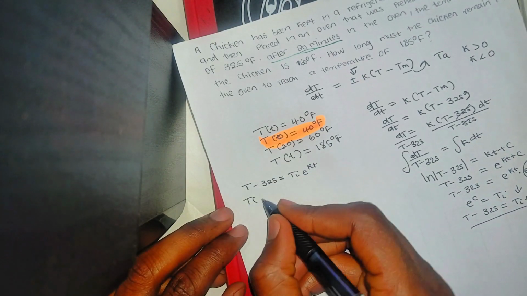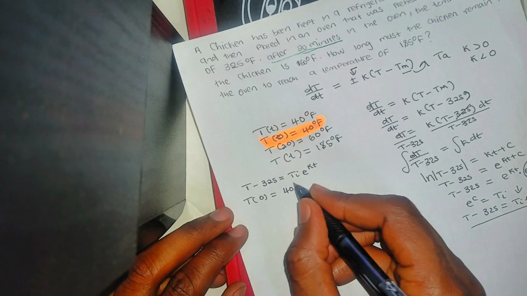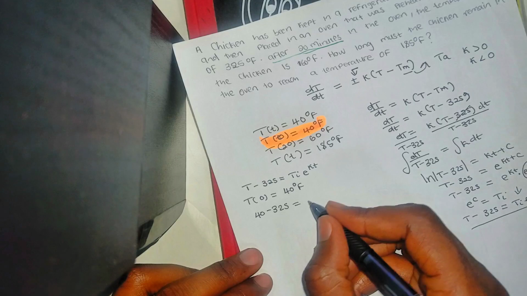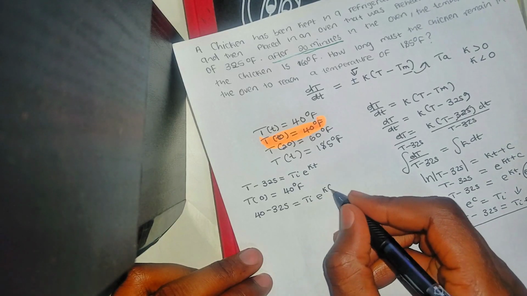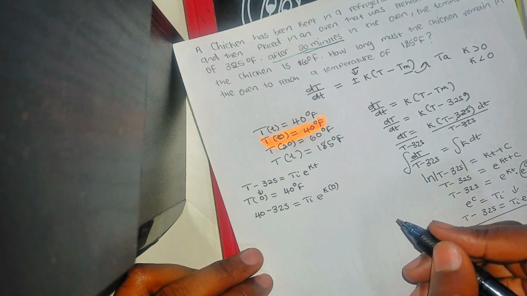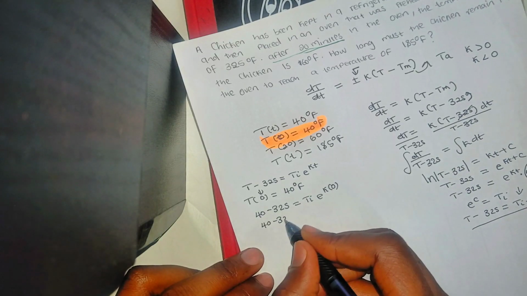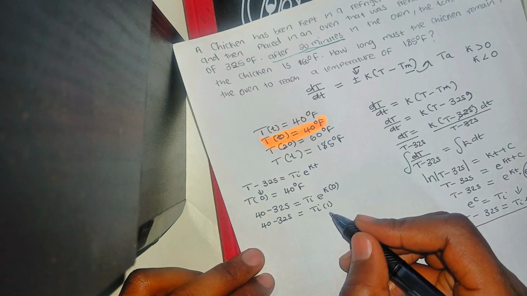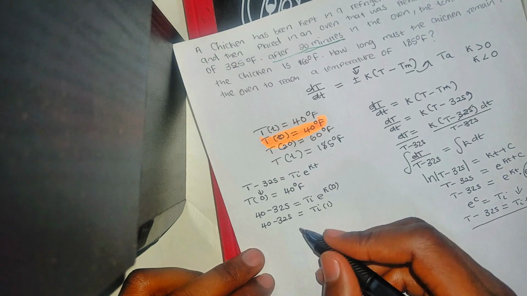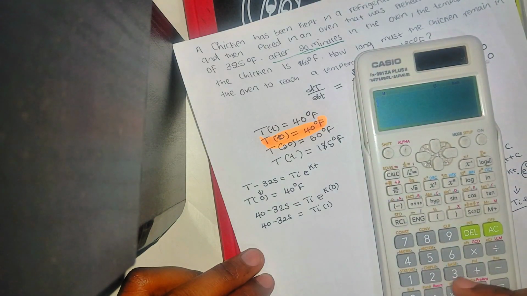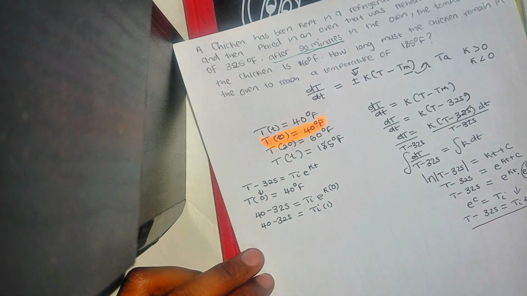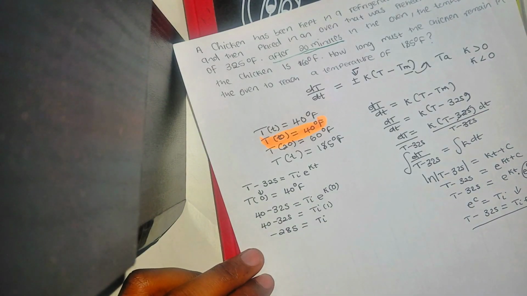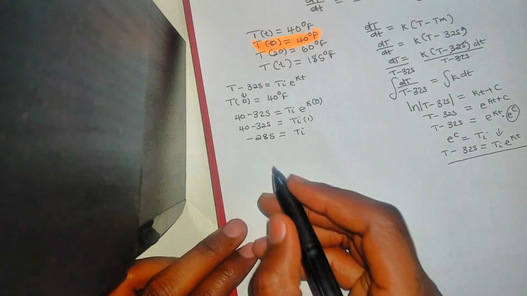So when t is 0, our temperature is 40 degrees Fahrenheit. So we say 40 minus 325 is equal to T initial times e to the power k times 0 for the time. Then when the exponent is 0, it will be 1, right? So 40 minus 325 means it will be negative 285. Negative 285.